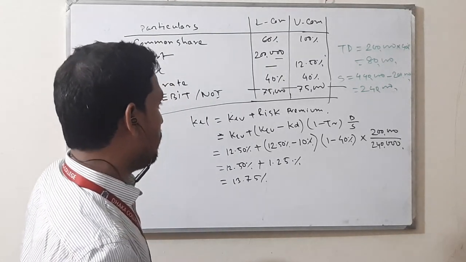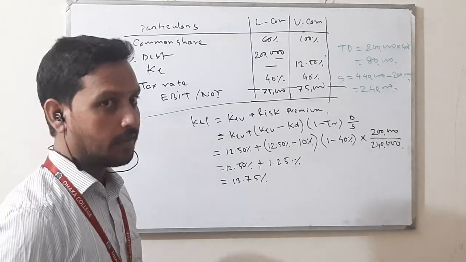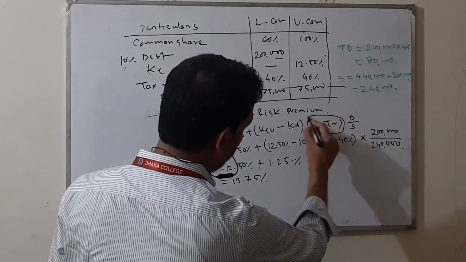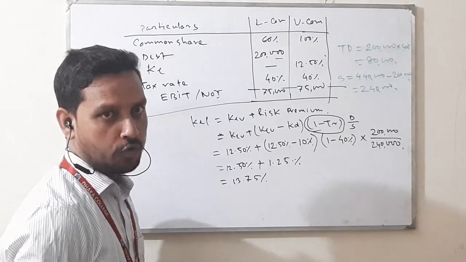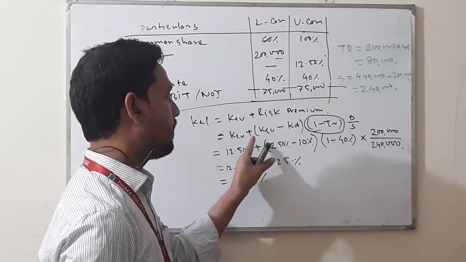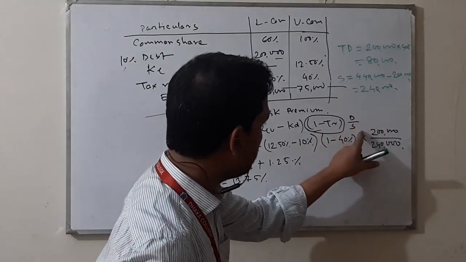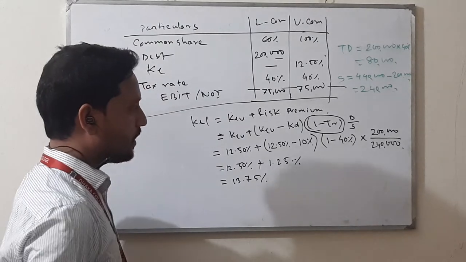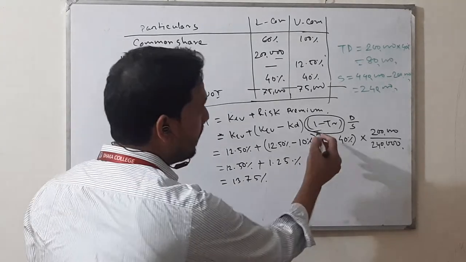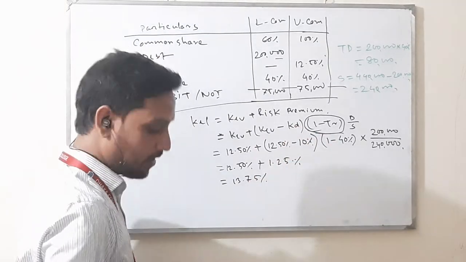So whenever we use the MM hypothesis with taxes, we should add this: 1 minus tax rate. KEU, I mean cost of equity unlevered, plus cost of equity unlevered minus cost of debt into 1 minus tax rate into D divided by S. So dear students, in the MM hypothesis with taxes, we just add 1 minus tax rate after the KD. Just mind it.